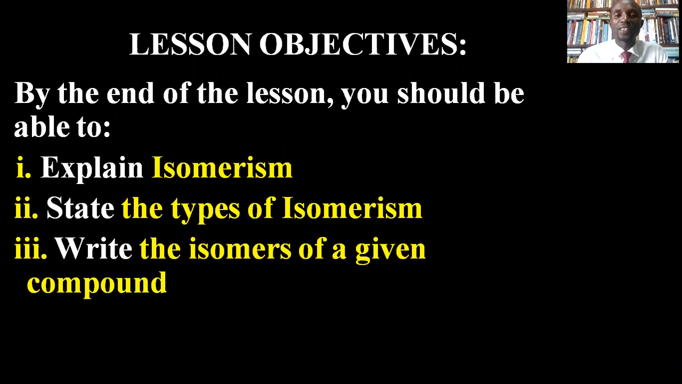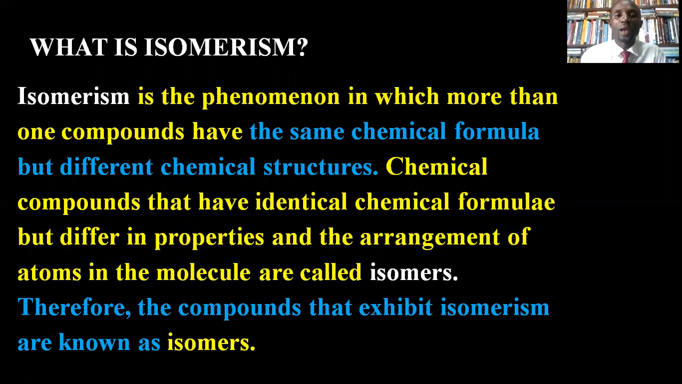First of all, what is isomerism? Isomerism is the phenomenon in which more than one compound has the same chemical formula, but different chemical structures. The existence of more than one compound having the same chemical formula, but different chemical structures is what we call isomerism.